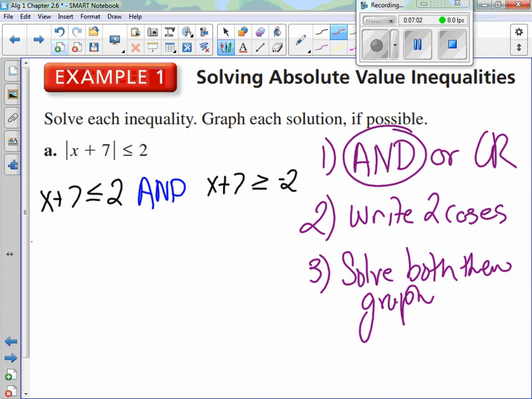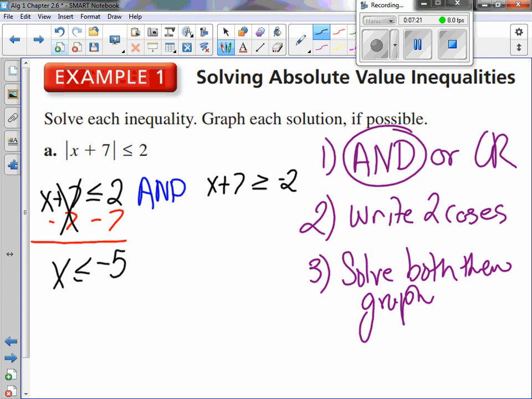So looking at the one on the left, what do I need to do to get the variable by itself? Minus 7 from both sides. Positive 7 minus 7 would give us? Cancel out, give us 0. So x is less than or equal to negative 5. I'm going to go on and keep writing "and." I'm going to put "and" again between our two numbers when we get them solved, just to remind myself what statement I'm talking about. I'm talking about an and statement.